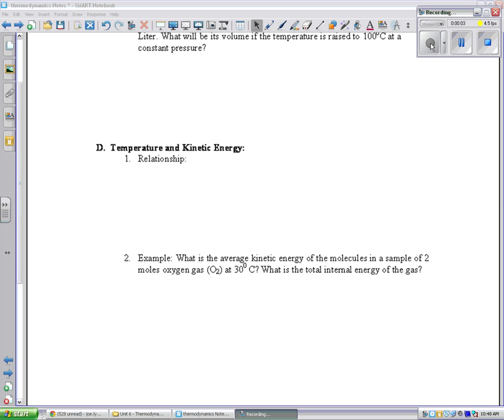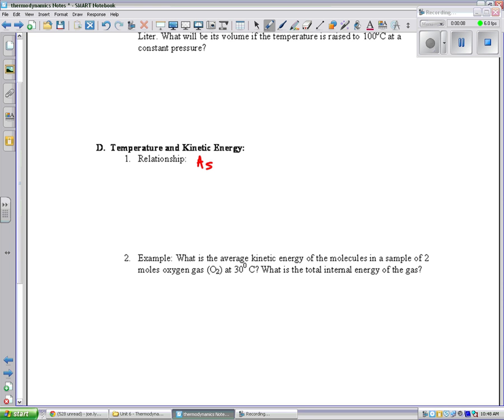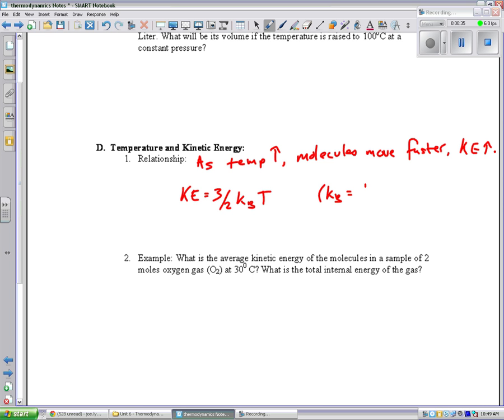In this video, we're going to study the relationship between temperature and kinetic energy. And we know that as temperature increases, the molecules move faster, and therefore the kinetic energy increases. Now, the relationship is KE = 3/2 kBT, where kB is a constant, 1.38 times 10 to the minus 23rd joules per Kelvin. This temperature has to be in Kelvin.